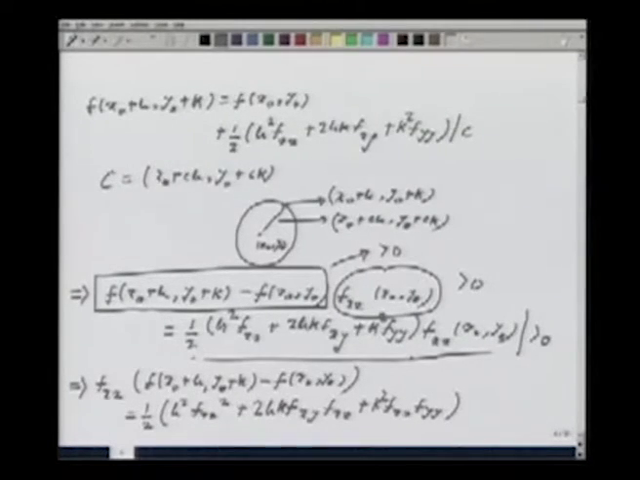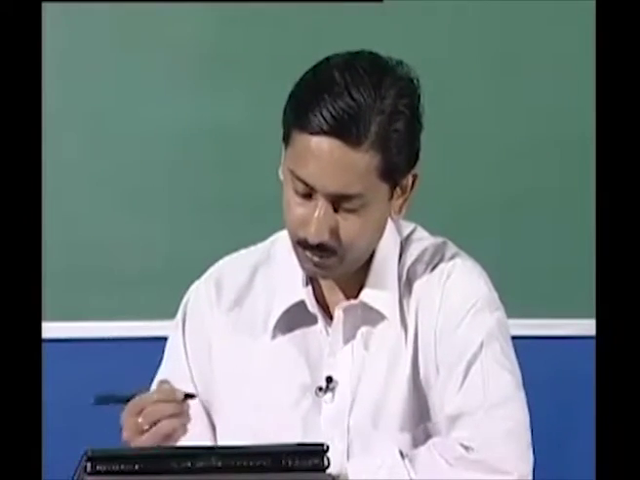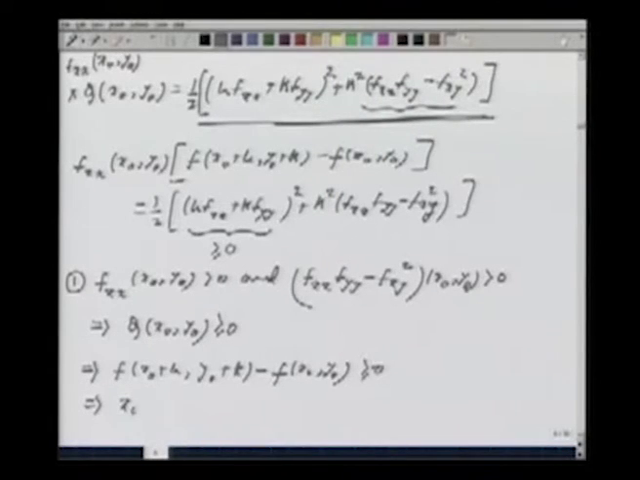Okay. That means what? That means f(x₀+h, y₀+k) is always bigger than or equal to f(x₀, y₀) in a neighborhood of (x₀, y₀). That means in a disk around (x₀, y₀). That means f(x₀, y₀) must be a local minimum. So the conclusion then is that (x₀, y₀) is a local minimum.